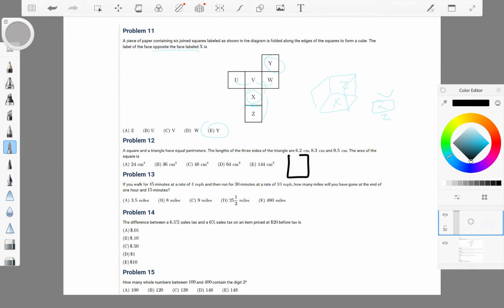We have a square and we have a triangle. Let's say the sides of the square are A. Then the perimeter is 4A. And let's say the sides of the triangle are B, B, and B, and the perimeter is 3B. Because they're equal, 4A equals 3B, which means that 4 divided by 3 times A is equal to B.